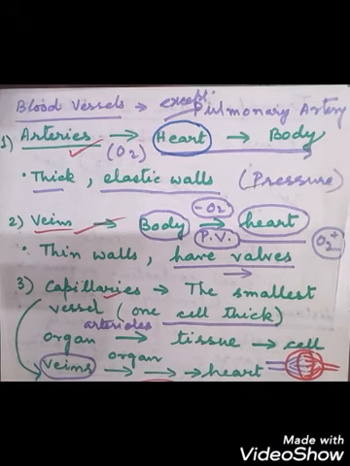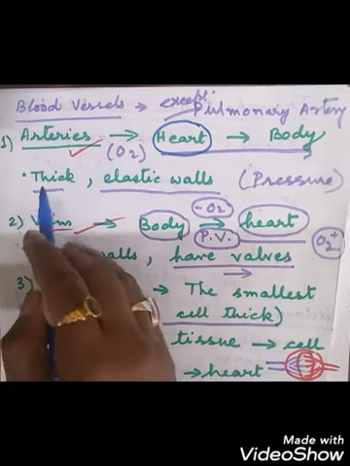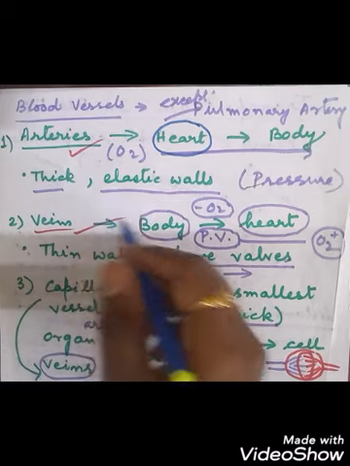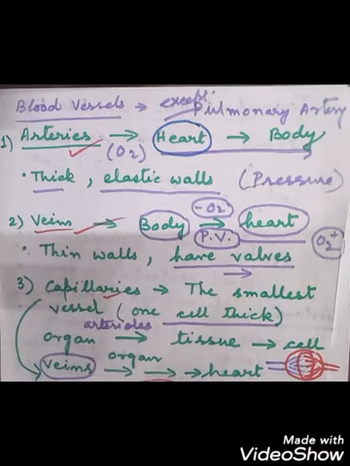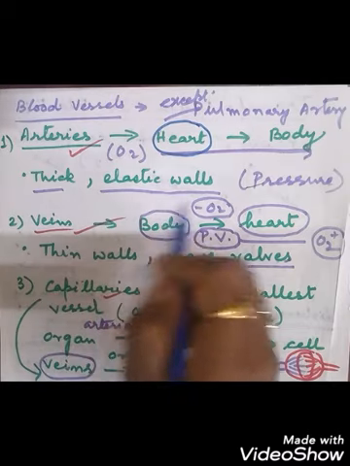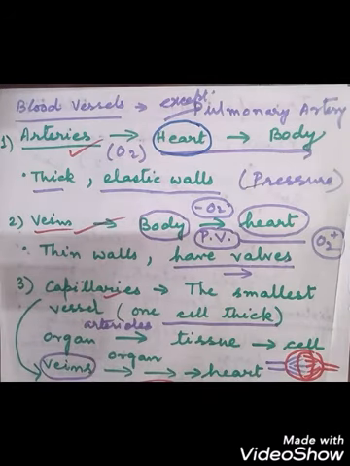Now, what are the features of the arteries? They have thick and elastic walls, because blood flows through them at very high pressure as it has been pumped from the heart. So it has thick and elastic walls. It has no valves because it will allow the blood to flow in a continuous direction with high pressure. So there is no requirement of any valves.